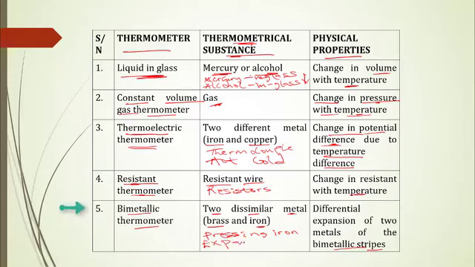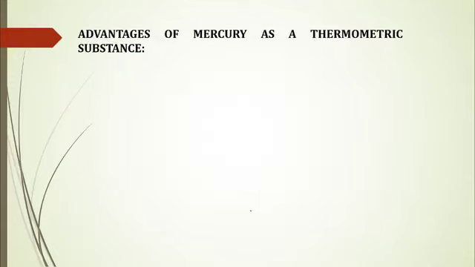Expansivity helps us to understand that when heat is applied to a body, that body tends to expand, especially when it comes to solids. When heat is applied to a body, that body will expand. And that is the principle that this bimetallic thermometer works on.